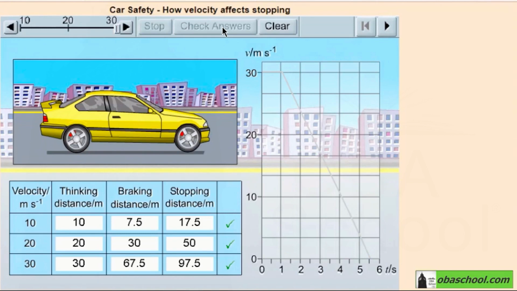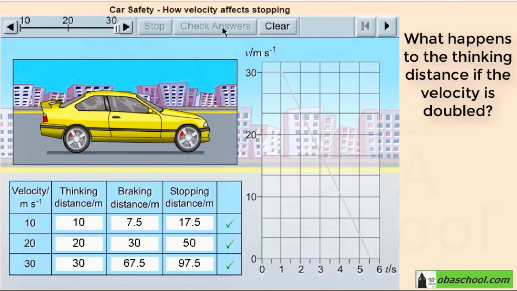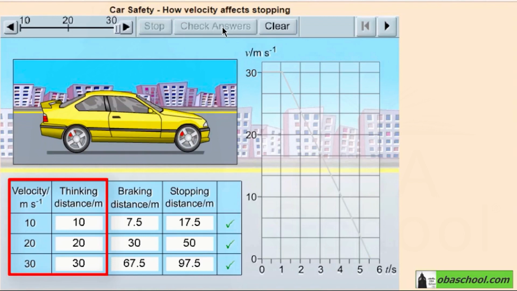Now look at all the figures in the table. What happens to the thinking distance if the velocity is doubled? You're right, the thinking distance also doubles, showing that it is proportional to the velocity.